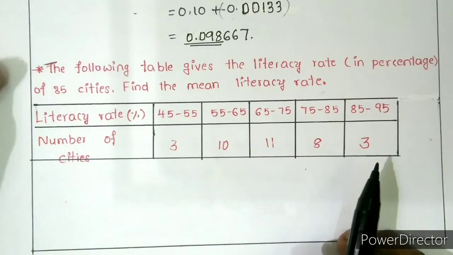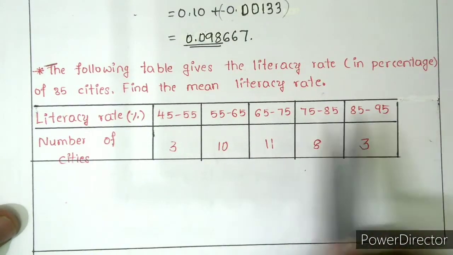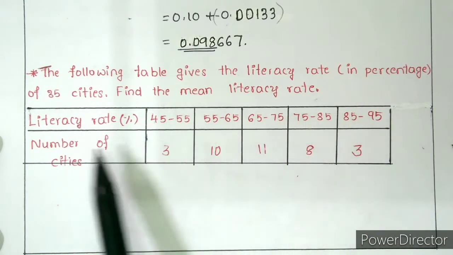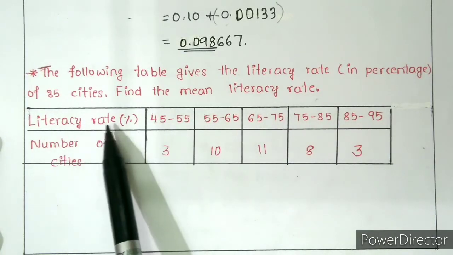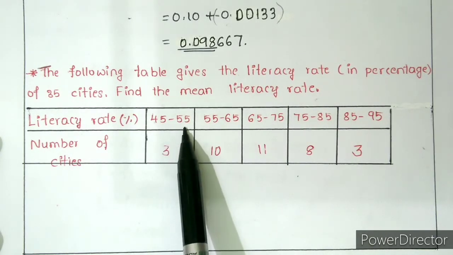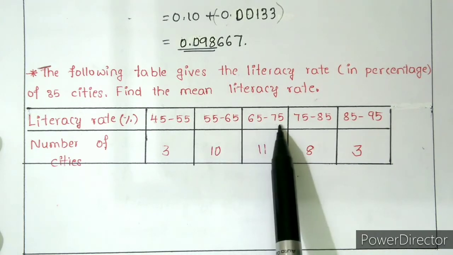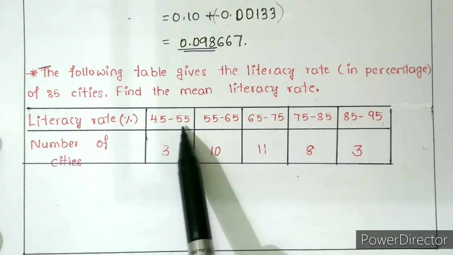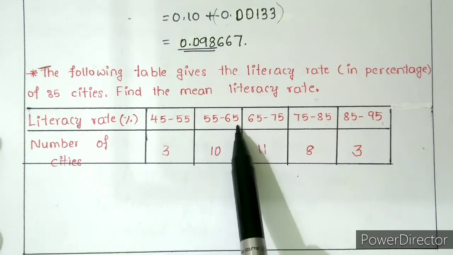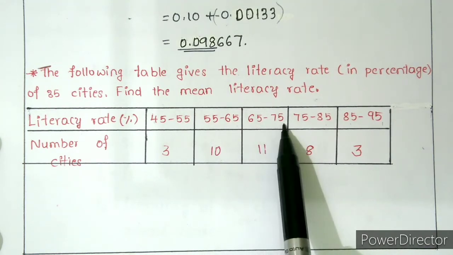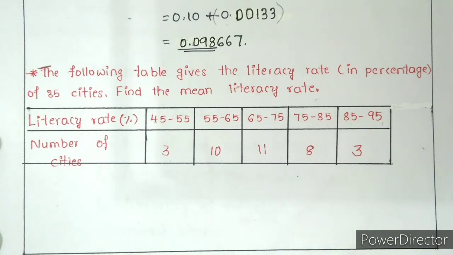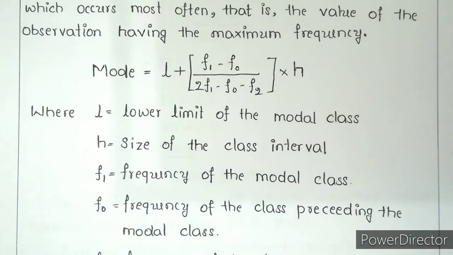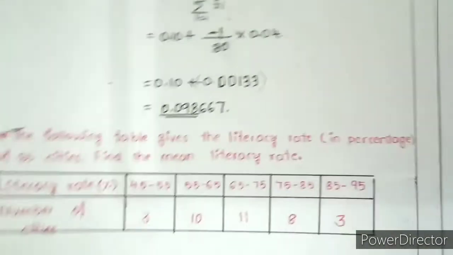The following table gives the literacy rate in percentage of 35 cities. Find the mean literacy rate. Literacy rate percentage: 45 to 55, 55 to 65, 65 to 75, 75 to 85, 85 to 95. Number of cities: 45 to 55% has 3 cities, 55 to 65 has 10 cities, 65 to 75% has 11 cities, 75 to 85 has 8 cities, and 85 to 95% has 3 cities. So this one is homework.